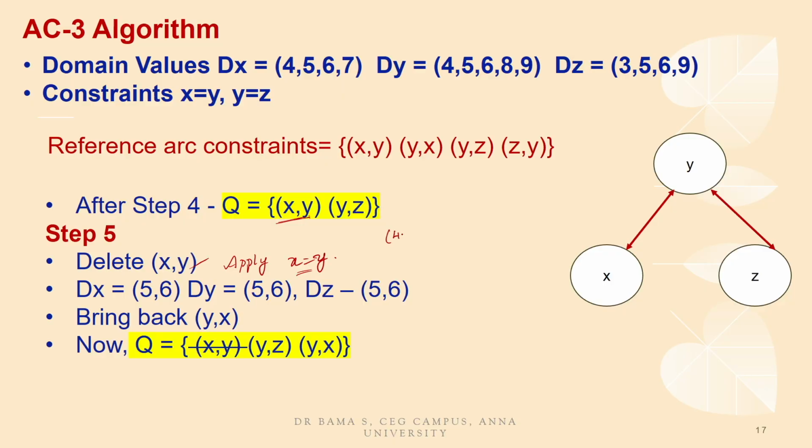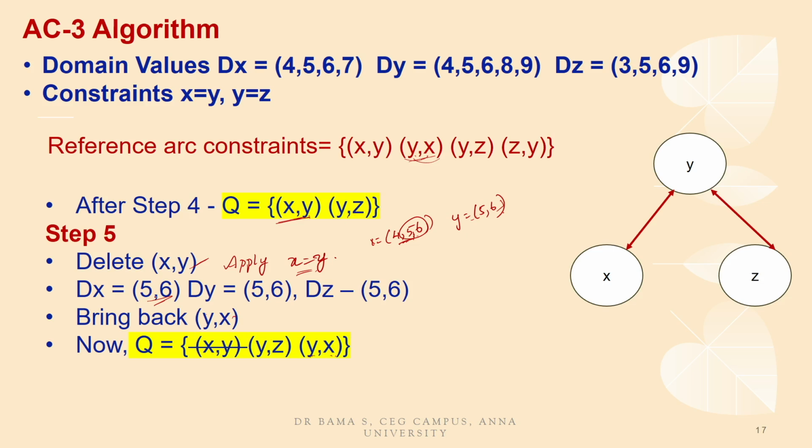So, where x was 4, 5, 6 previously and y was 5, 6, when we apply x is equal to y, this 4, 5, 6 will be equal to this. So, x changes to 5, 6. Now, what is incident on x? It is y x, this should be brought back, bring back y x. So, our Q becomes y z and after this y x.